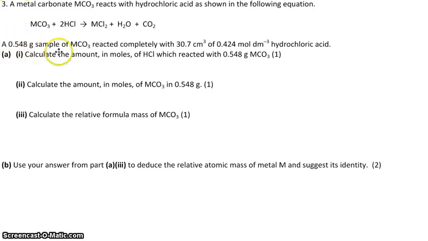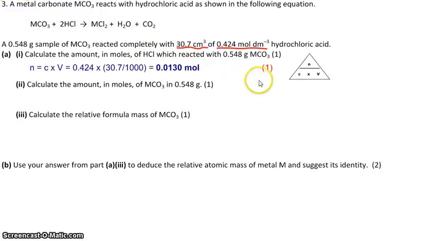It gives you some information here. We've got a mass of the metal carbonate reacting with a volume and a concentration of some hydrochloric acid. First of all, calculate the moles of hydrochloric acid reacted, so that's simply concentration times the volume will give you the number of moles. So there's the volume, there's the concentration. Remember again, divide the volume by 1000 to get it in cubic decimeters, and it gives you 0.013 moles.